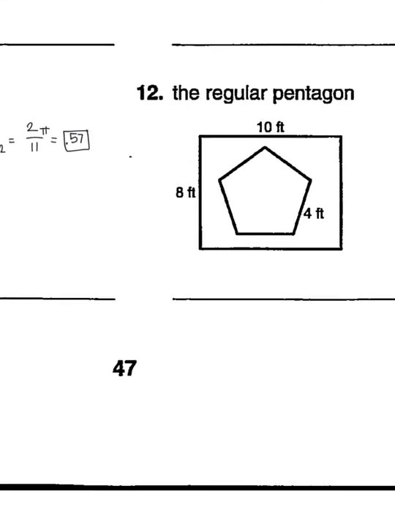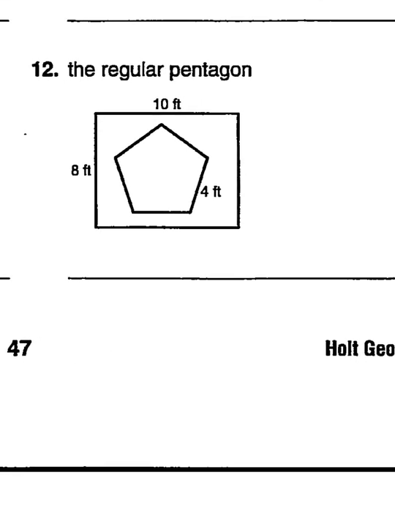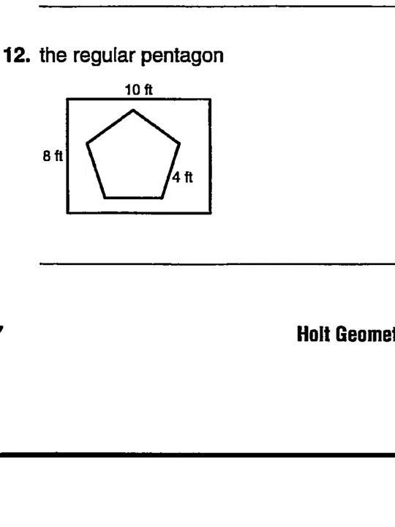Okay. Moving on to question 12. This one's a little bit harder because now we have a pentagon. We're going to have to find the apothem and all of that fun stuff. So in order to find the probability of you choosing a point within the pentagon, you're going to have to do the area of the pentagon over the area of the entire thing, which would be the rectangle. So I'm going to start off by finding the area of the pentagon.